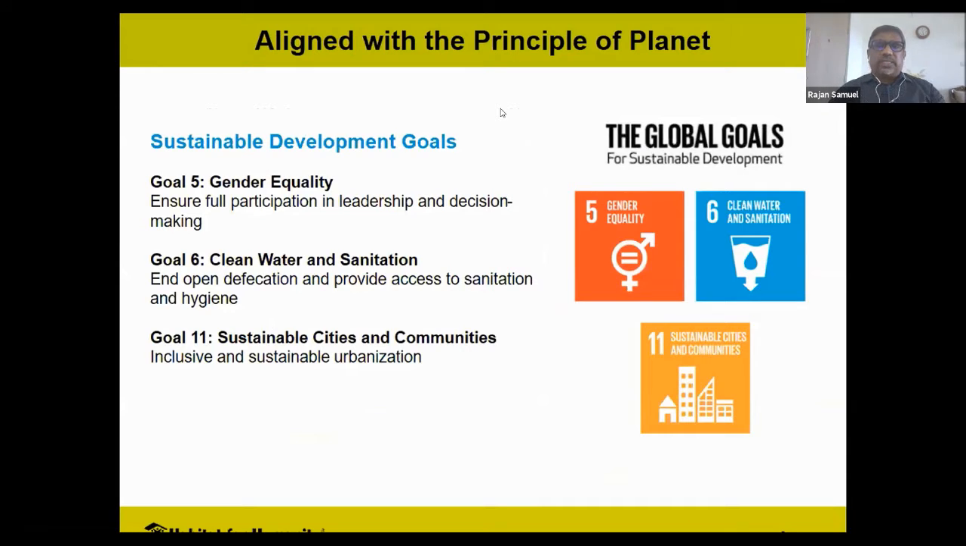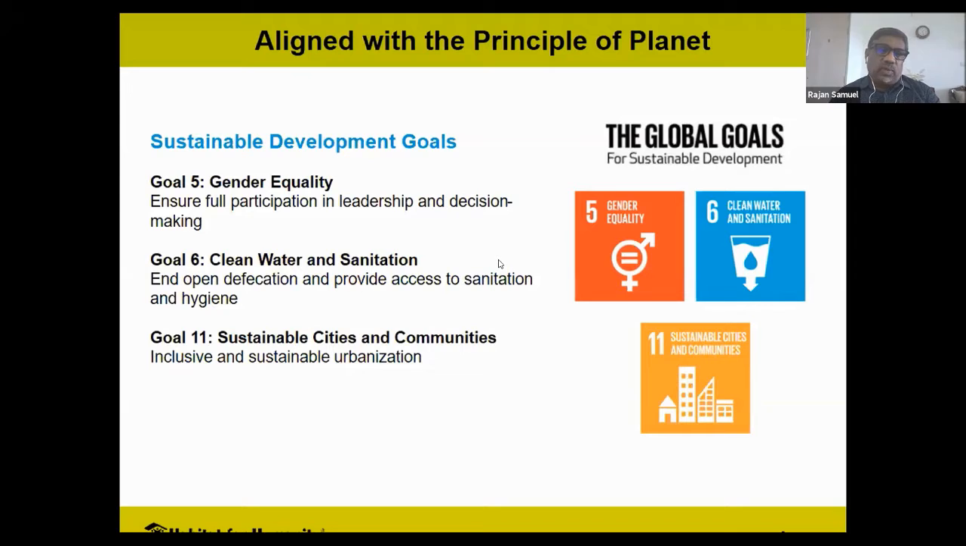Of course, it's aligned with the principle of planet. If you look at the Sustainable Development Goals 5, 6, and 11, gender equity, it's managed by women, social entrepreneurs. I call them social entrepreneurs. But it's open for everyone. The men, everybody uses the facilities, but it is managed by women. So I think that's important: ensuring full participation in leadership and decision making.